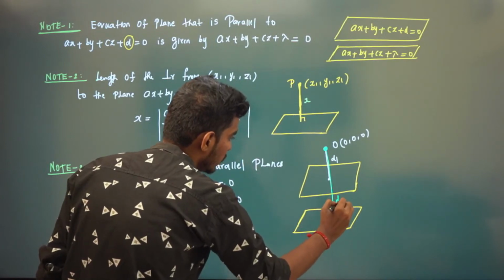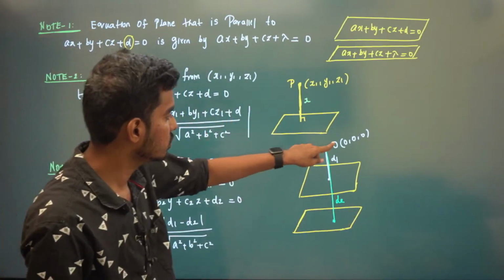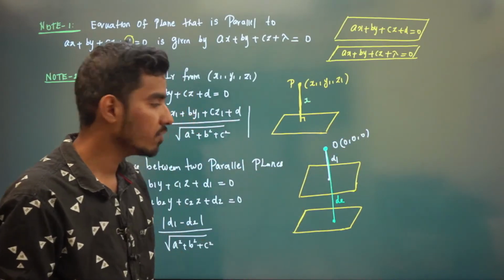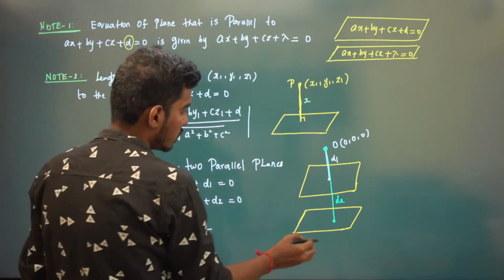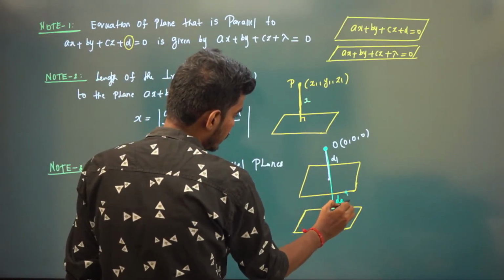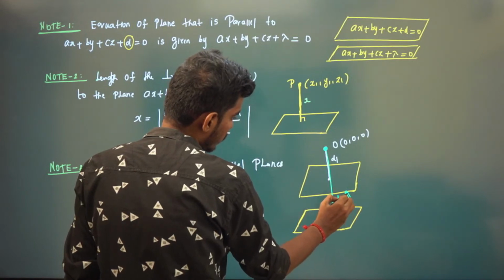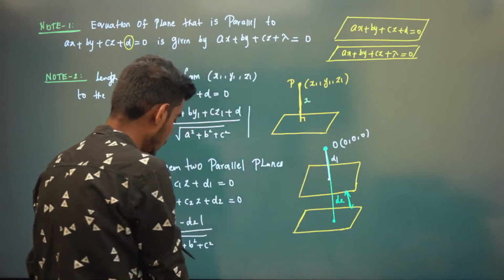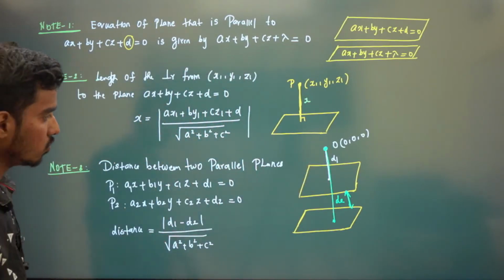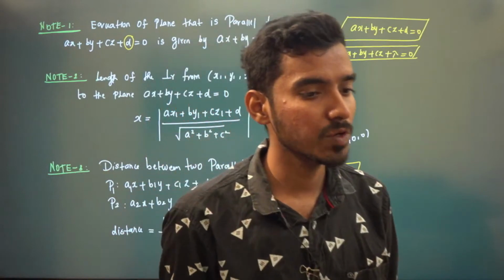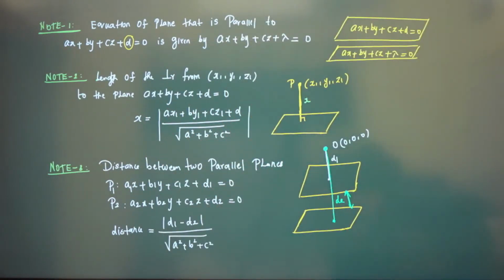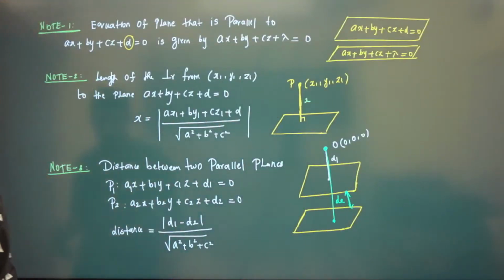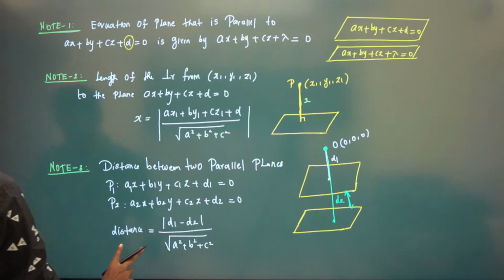Let us call this D2. Now, what is D2? It is 0x1 plus 0y1 plus 0z1 plus D2 divided by root of a square plus b square plus c square. Now, this is the perpendicular, this is the parallel distance. So overall it is D2, and you have to subtract D1. That is what we are doing here. You just have to visualize in 3D. So it is the modulus of D2 minus D1. This quantity will always be positive.